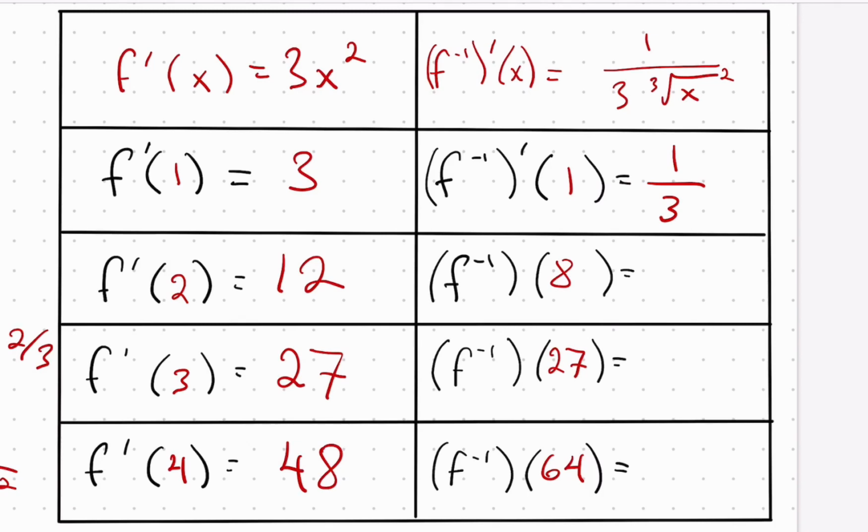If we plug 8 into that formula, we'd have 1 over 3 times the cube root of 8 squared. Cube root of 8 is 2. 2 squared is 4. And then 3 times 4 is 12. So our answer for that would be 1 divided by 12.